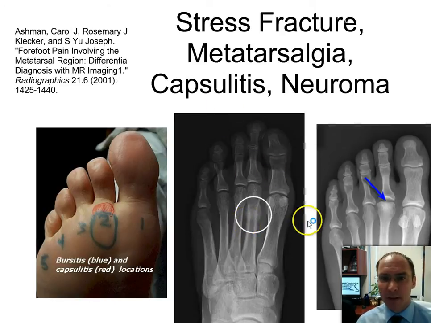And one thing I put a picture up here that you always want to check out as well is if there is a Freiberg's infarction. This is just an avascular necrosis, or a lack of blood supply to the second metatarsal head, and it actually flattens out, and it usually has a bump on the top and the bottom a little bit, and that's quite painful for people as well.